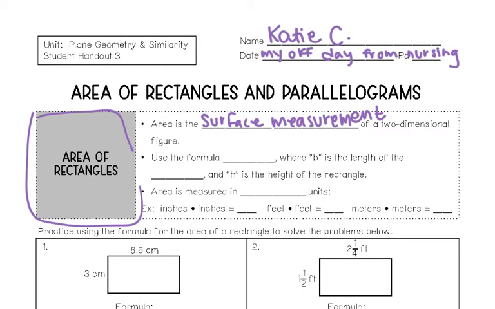We're going to use A equals BH. So area equals base times height, okay? Where the B is the length, or the base, the long part. And the H is the height, which is this part up here, from here to here, because it's the shorter part of our rectangle. Area is measured in square units.